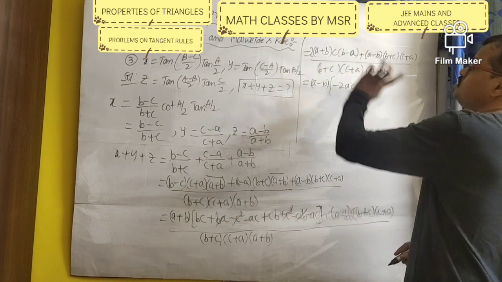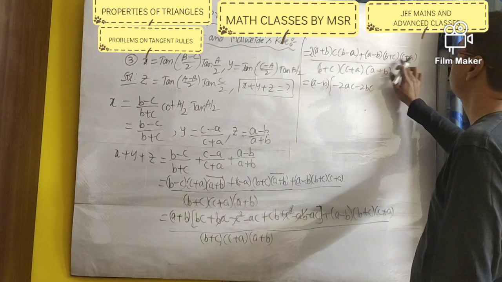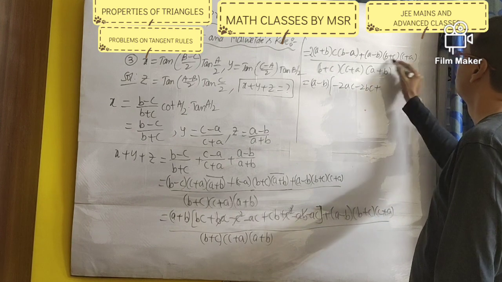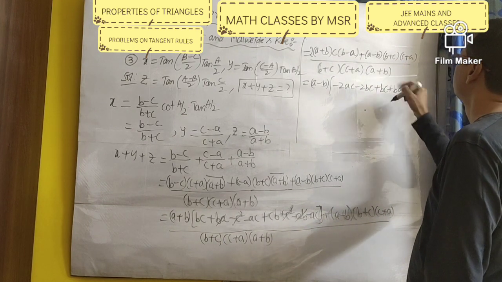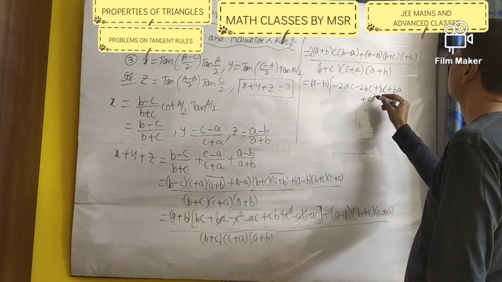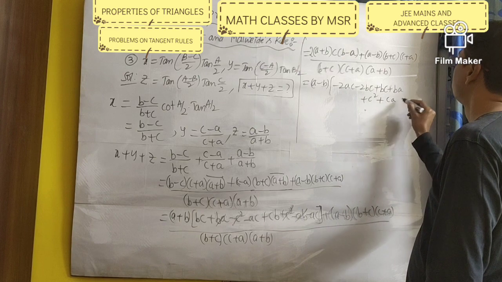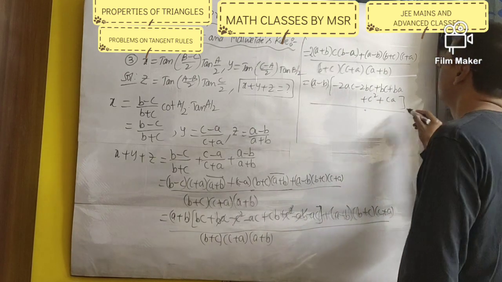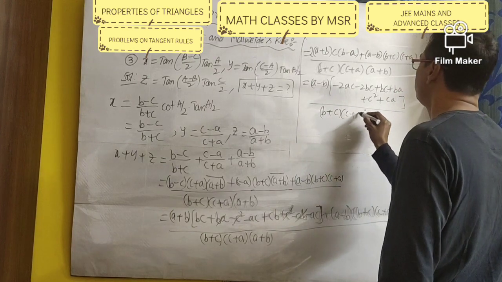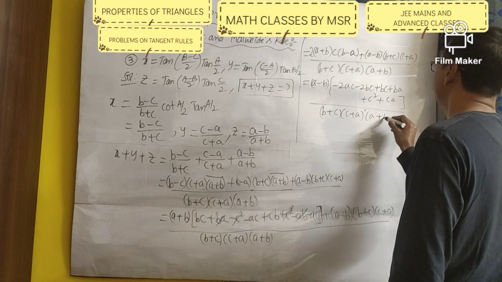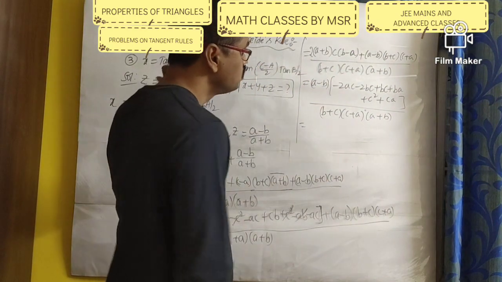Minus 2ac minus 2bc, because I have taken y minus b common, so minus of this term. This is what this product you will write: bc, b into a, ba, next plus c square plus c into a, ca, over (a plus b) into (b plus c) into (c plus a). Okay. Now you check it out.